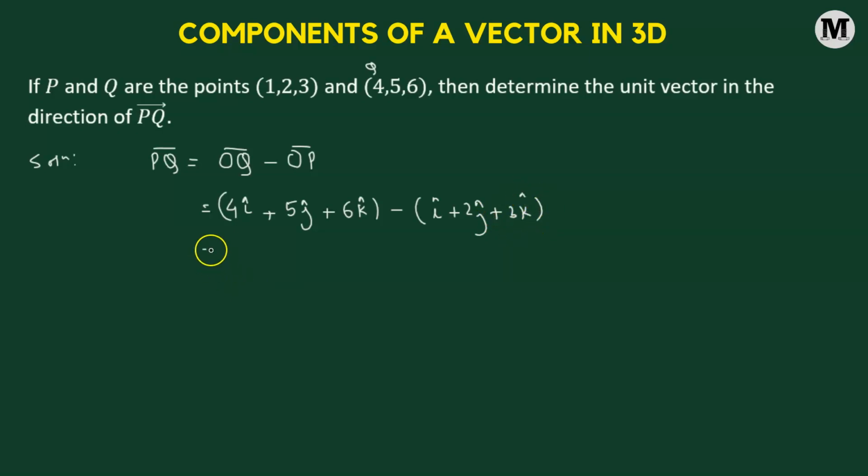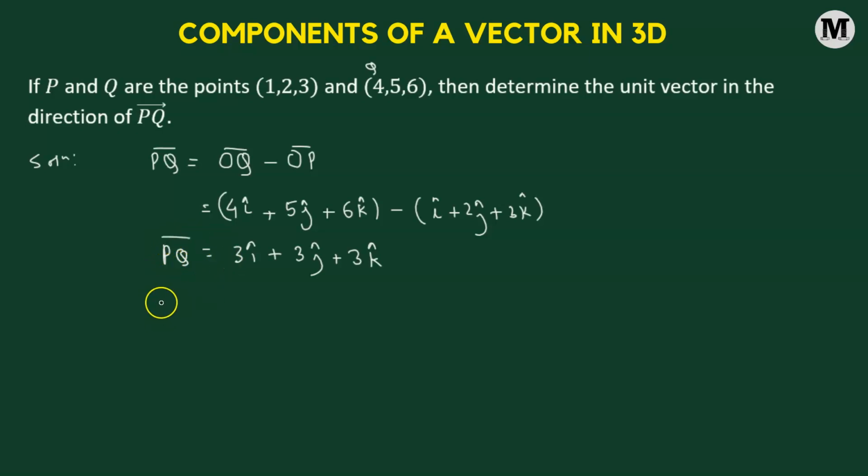Okay, now we can simplify it by combining all the like terms. So 4i cap minus i cap will be 3i cap, added to 5j cap minus 2j cap, so that will be 3j cap, added to 6k cap minus 3k cap, so that will be 3k cap. So we have successfully obtained the vector PQ.